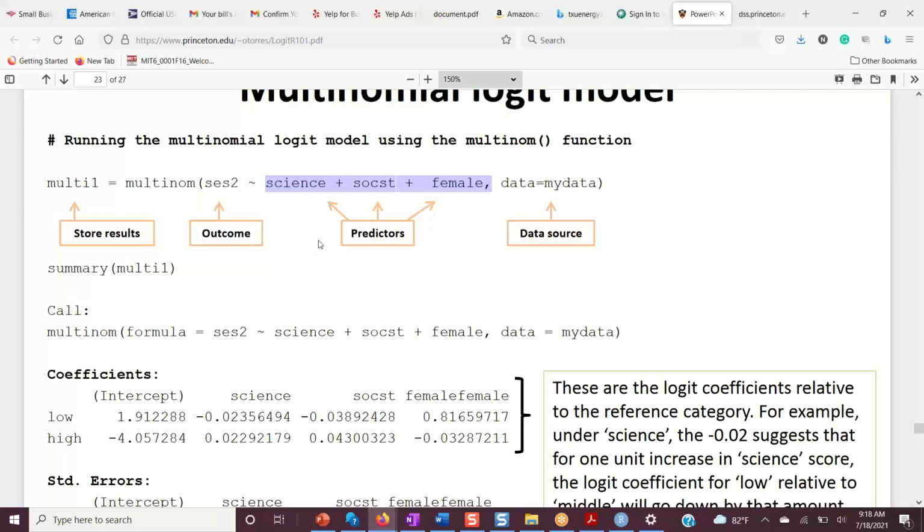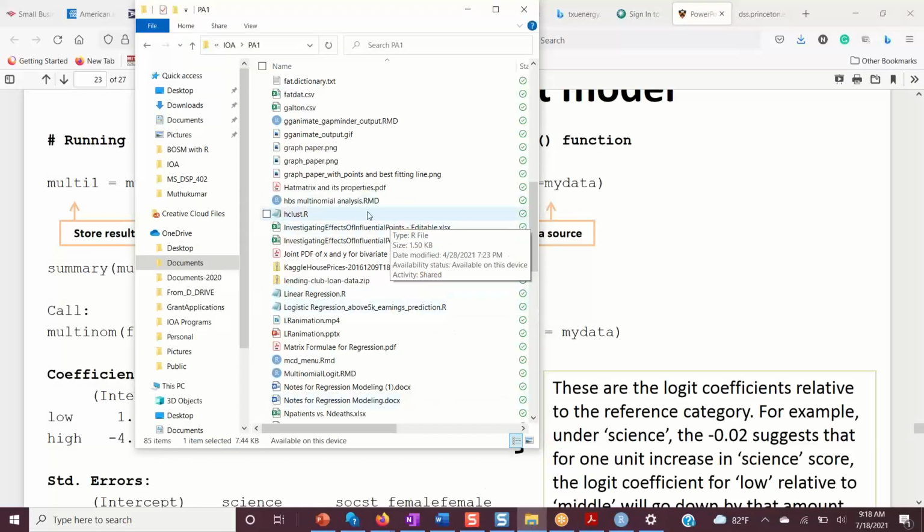Yes, sir. Okay, so the data is called my data. I downloaded the data. I can give you the data for you to practice. Maybe it will be shown to you in the lab time. That is a good time to show.